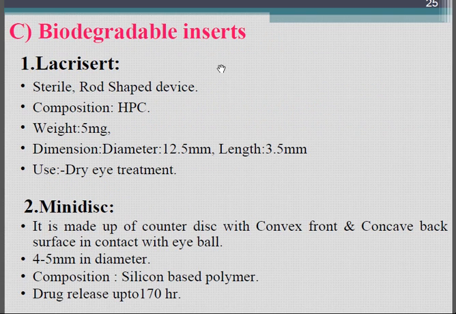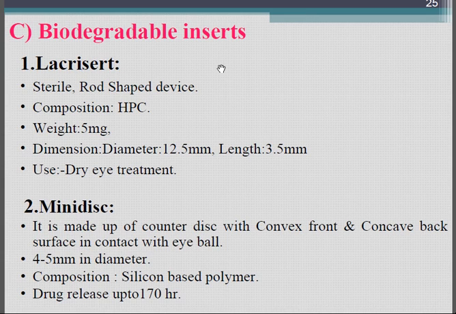The last is Lacrisert and mini disc, biodegradable insert. Rod shaped device, Lacrisert is a sterile one. HPC is the main polymer we are using, hydroxypropyl cellulose. Weight is 5 mg, very small one it is. Dimension: diameter is 12.5 mm and length is 3.5 mm. So for dry eye treatment we are using this Lacrisert rod shaped device. Remember it.